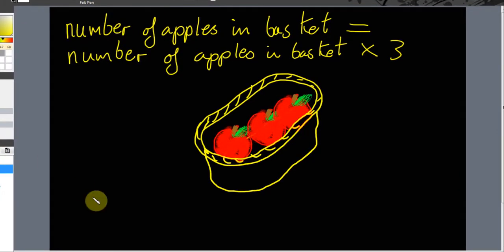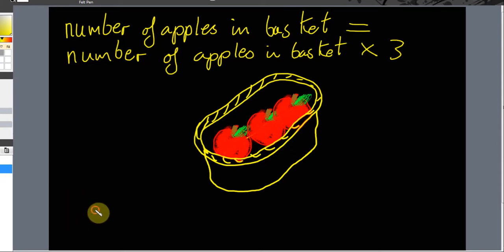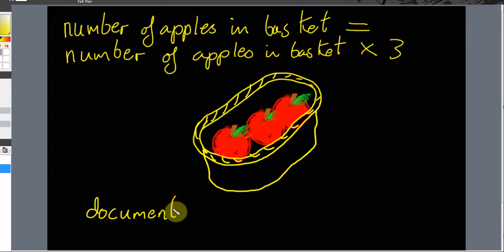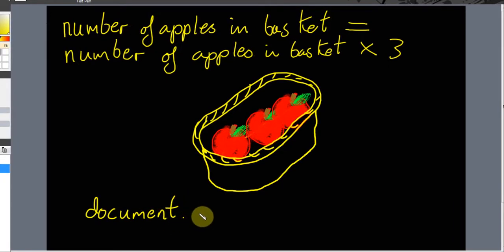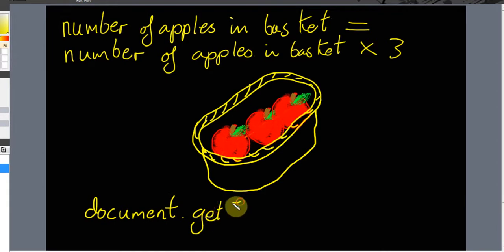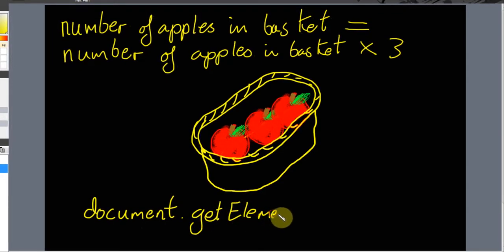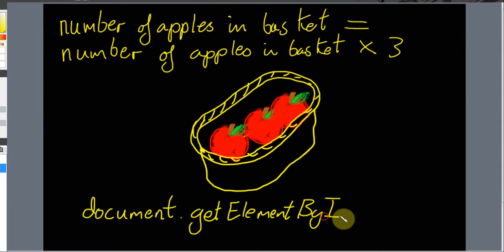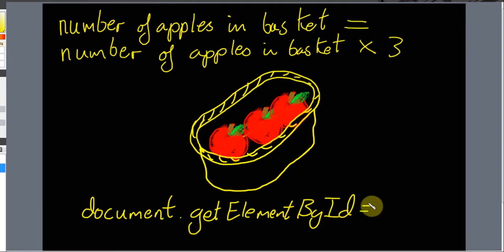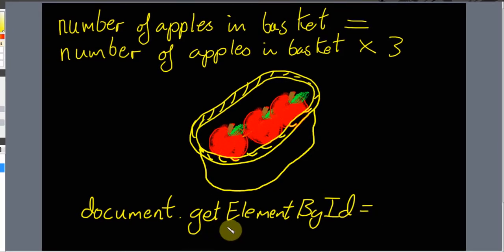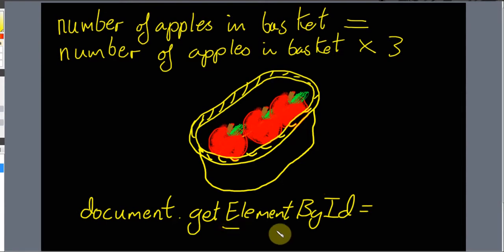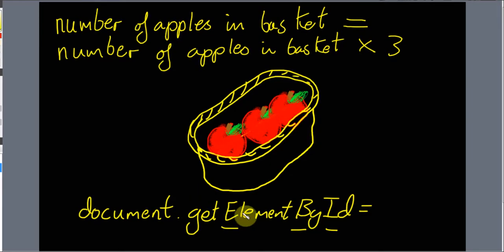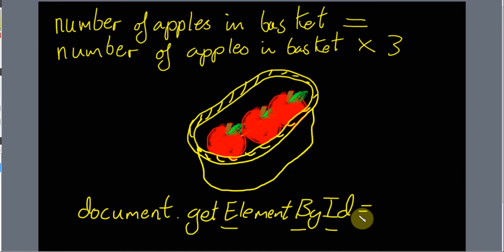So, in fact, it's part of the document, so you're going to begin it: document.getElementById is equal to. Now, notice a couple of things. This command getElementById is camel case. So in the next video, we're actually going to use getElementById to change some of the text.